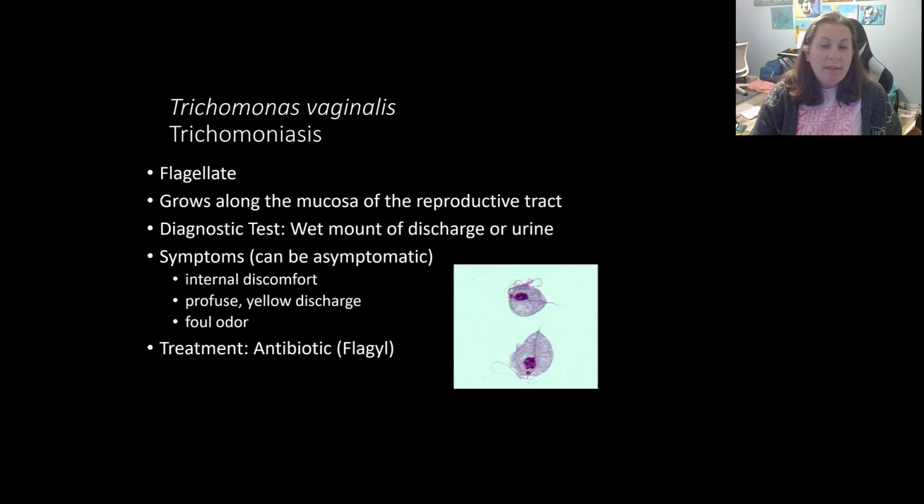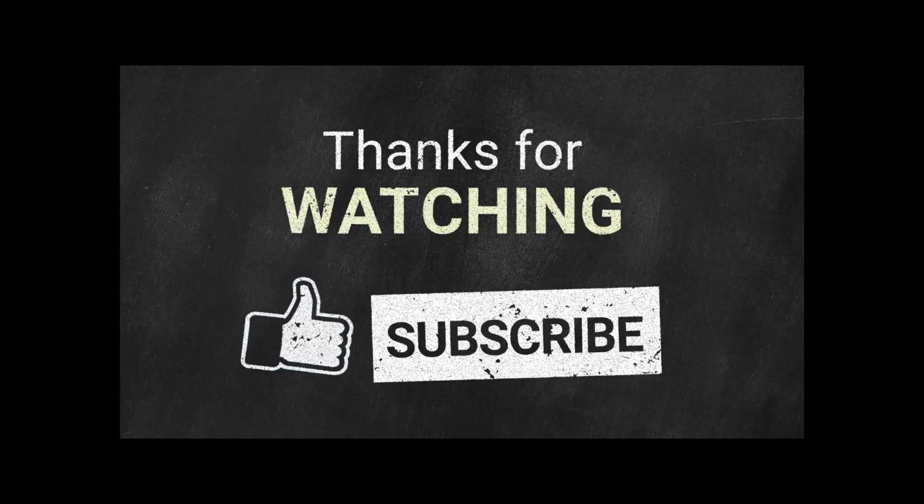The person doesn't even know that they have this, but it can cause some internal discomfort, profuse yellow discharge, and a foul odor. Again, treatment is an antibiotic, but this is more of a protozoa, which makes it a little harder to treat because remember, its cells are more like our cells.